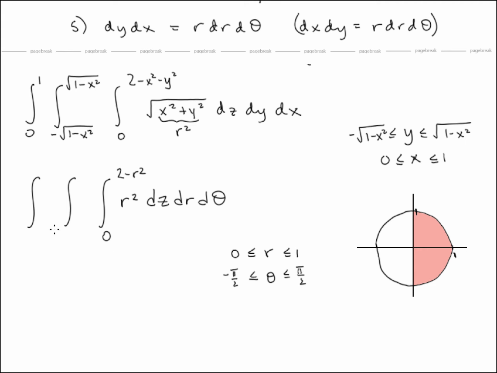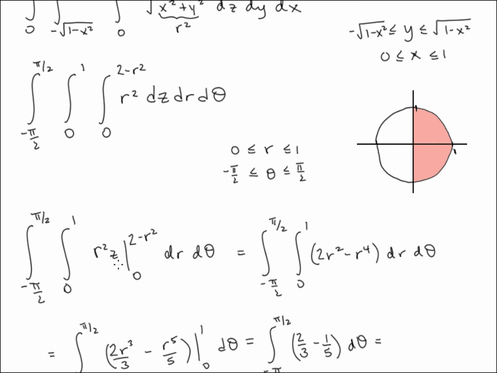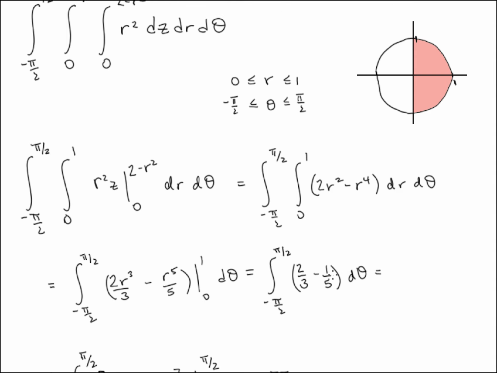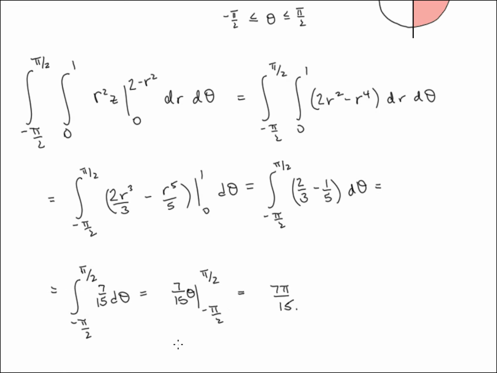So now let's put these bounds in our integral. R goes from 0 to 1, theta from negative pi over 2 to pi over 2, and now we can compute. So we integrate on z, plug in our bounds, subtract, and then on r, and then on theta, and we get 7 pi over 15. And this concludes our lesson on cylindrical coordinates.